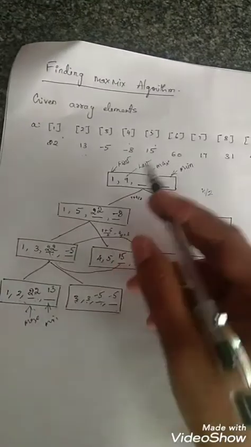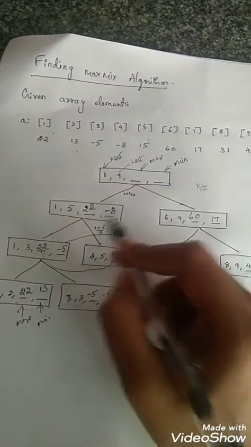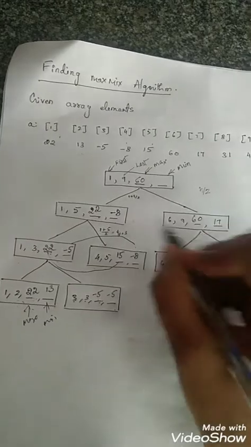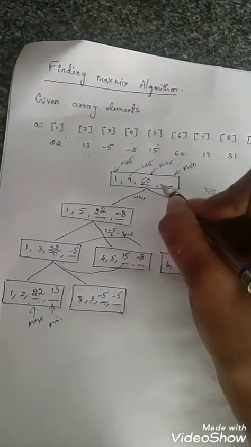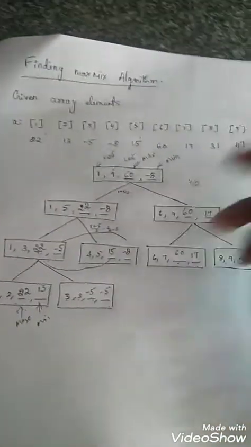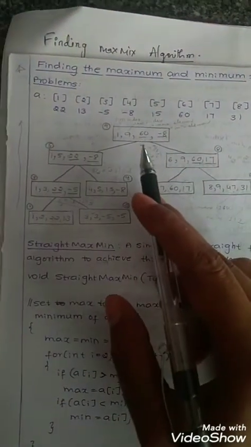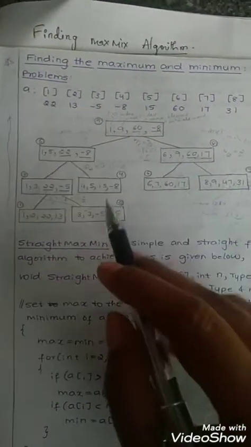Now again I have to reach the root node. So 22 and 60, which is the maximum element? 60. And minus 8 and 17, which is the minimum element? Minus 8. These are the same values we got here, right? The same thing. So with this, we have an algorithm which is explained on the next page.